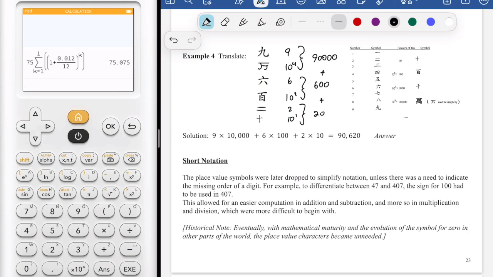In the short notation, place value symbols were later dropped to simplify notation, unless there was a need to indicate the missing order of a digit. For example, to differentiate between 47 and 407, you throw in the symbol for 100.